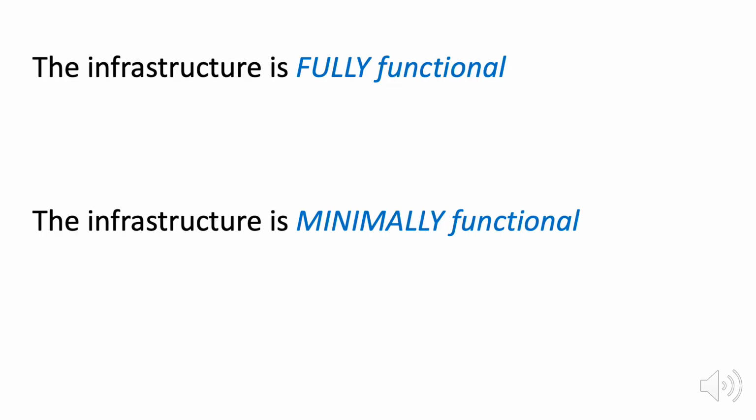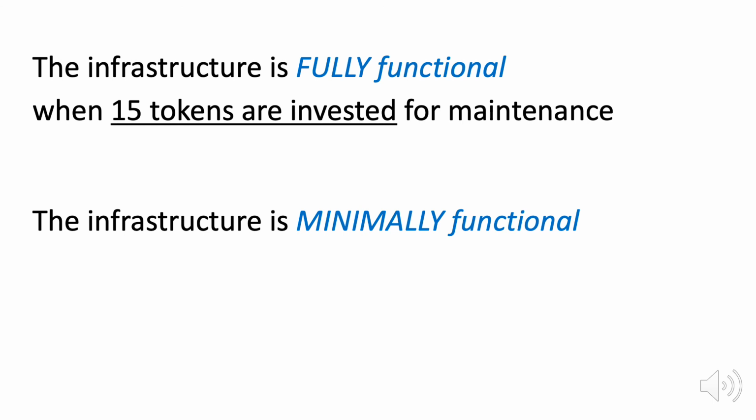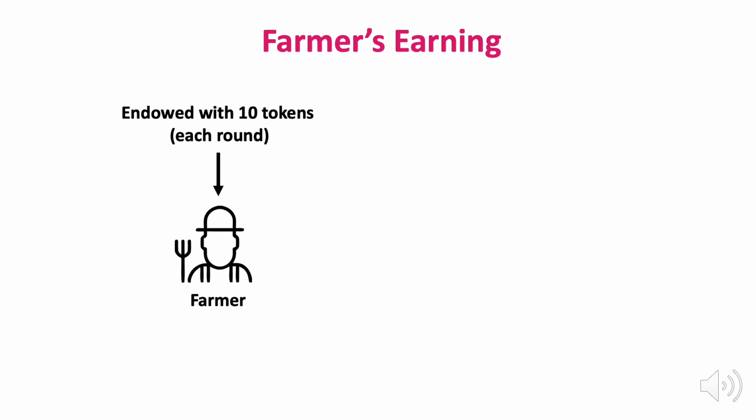As a consequence of decisions made by you and the other 3 players, 2 outcomes are possible in each round. The irrigation infrastructure is either fully functional or minimally functional. The irrigation infrastructure is fully functional when 15 tokens are invested for maintenance, and minimally functional otherwise. More specifically, at the beginning of each round, each farmer is endowed with 10 tokens. Each farmer then decides what to do with this endowment between 2 options, hold and pay.